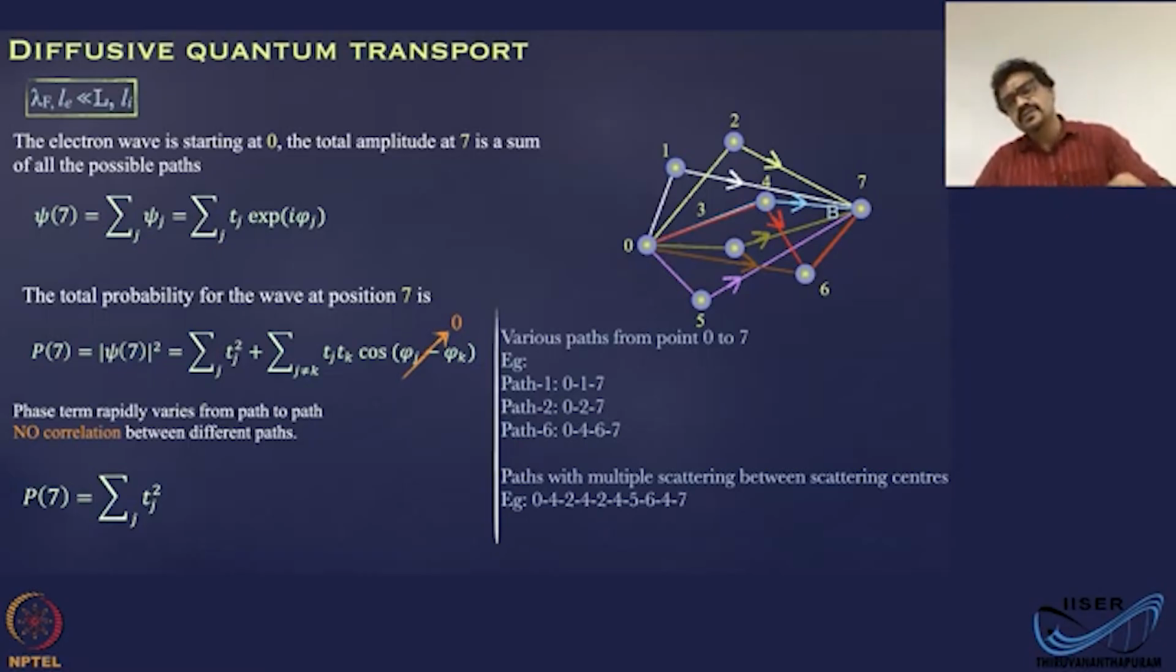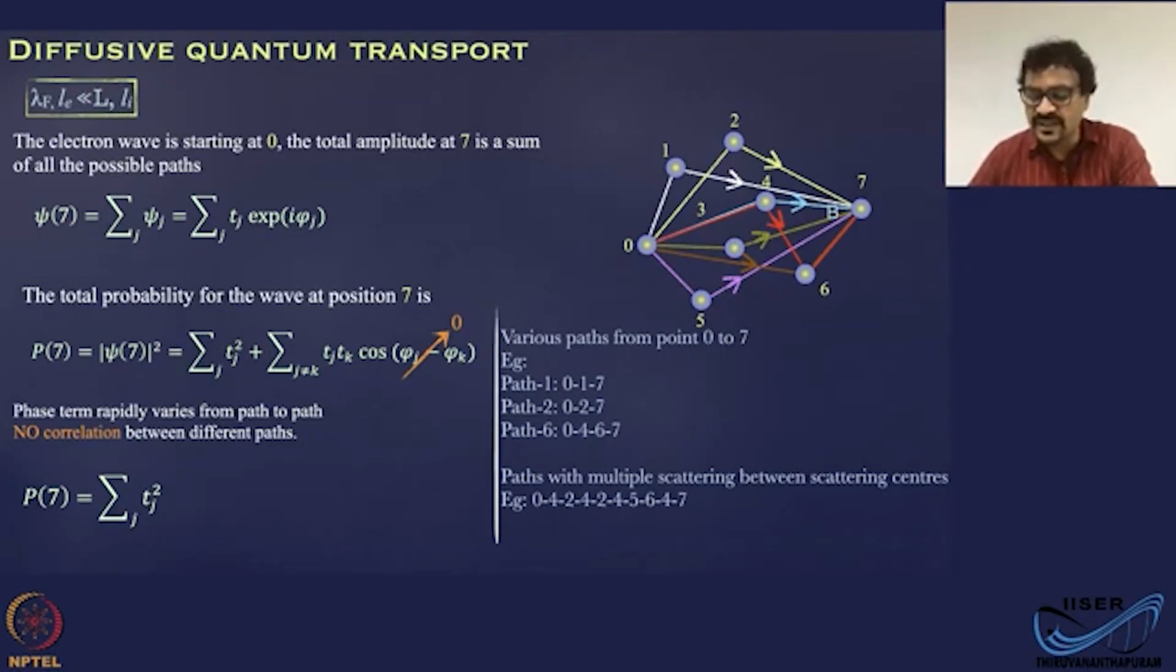And that is true for the electron shuttling between any two points. This is just an example where we have considered point 0 as the starting point and point 7 as the end point. Now, these are quantum transport phenomena. So the total probability of the electron starting from 0 and reaching 7 is given by the sum over all these paths of the wave functions psi j, where psi j is the amplitude for the electron to take the jth path. And the paths are enormous in number.